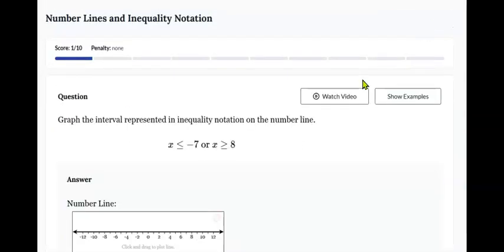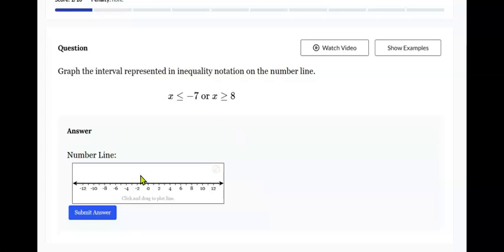Let's try another one. This one has a number line. It wants me to graph both of these statements. Now be careful how to use this number line, because you're going to click your finger and hold it down until you see what you want to appear. Then you can click this little red circle to take away anything you don't like.